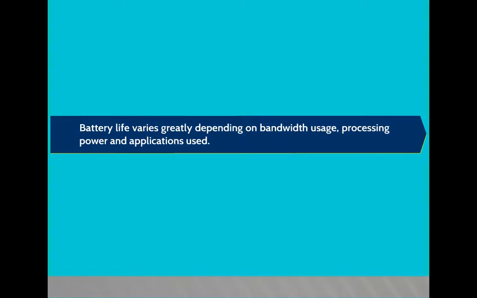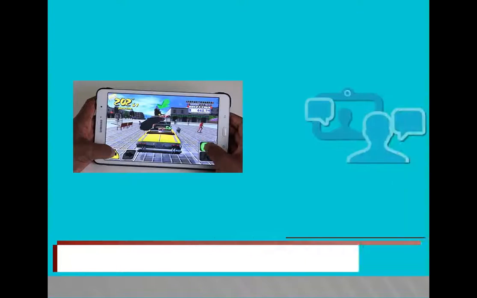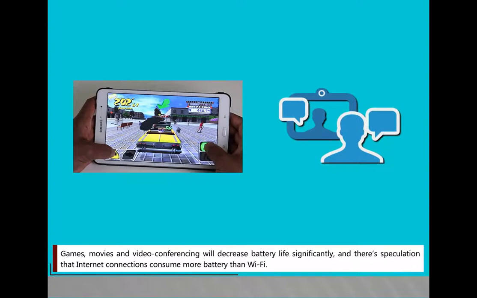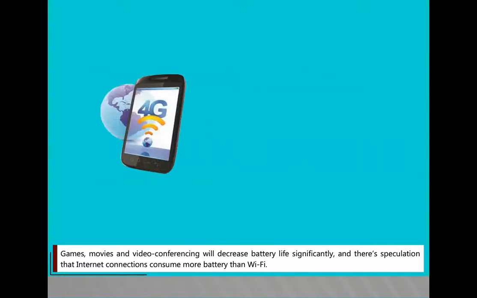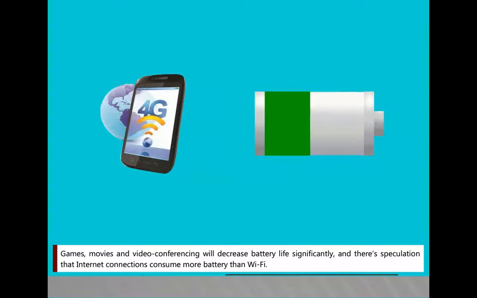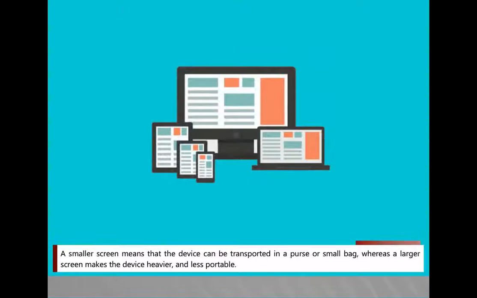Battery life varies greatly depending on bandwidth usage, processing power, and applications used. Games, movies, and video conferencing will decrease battery life significantly, and there is speculation that 3G and 4G internet connections consume more battery than Wi-Fi. A smaller screen means that the device can be transported in a purse or small bag, whereas a larger screen makes the device heavier and less portable.